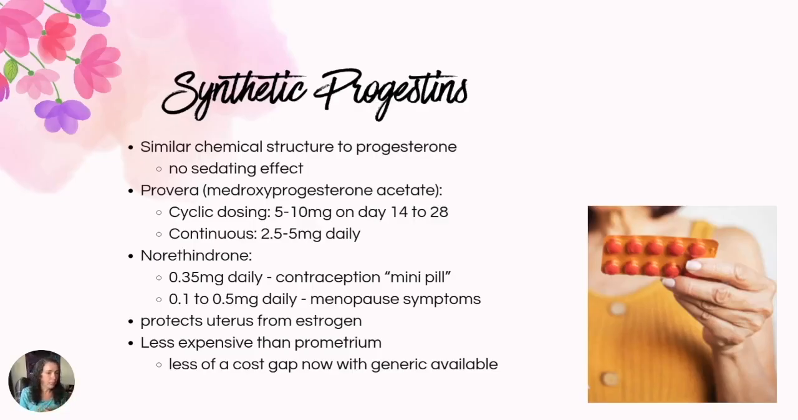There's a number of different ways that you can take it. Provera was the original one, and then norethindrone is another example. There's lots of different ones. Some of them, like norethindrone, can be taken as a mini pill as contraception. And then at lower doses, they can also be used for menopause hormone therapy. It will also protect the uterus from the effects of estrogen. And it's less expensive than the bioidentical progesterone, but the cost gap is a whole lot less than it used to be now that the generic is available.